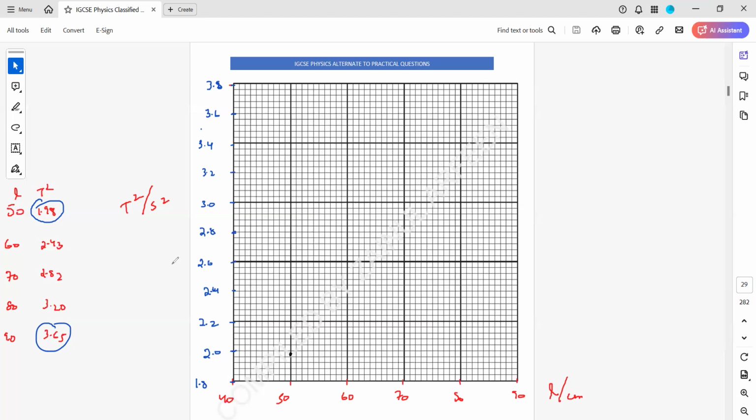Then 60 and 2.43. So this is 2.4, 2.44. So this will be about somewhere here. Then 70 and 2.82. This is 2.8. One box, it will be 2.84. So it will be in between. Then 80 and 3.2.